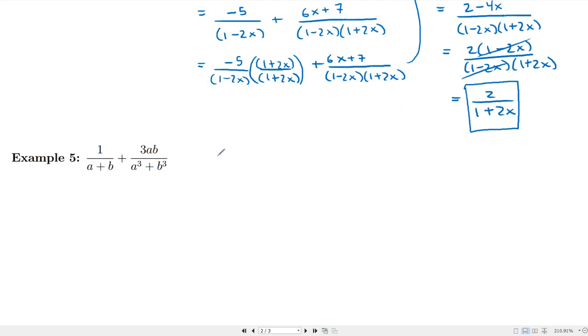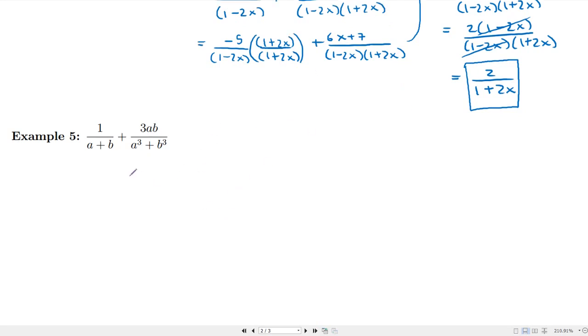All right, so for our next example, we have this sum here. 1 divided by a plus b plus 3ab over a cubed plus b cubed. So what are we going to have to do here? Again, find a common denominator. We have the sum of two cubes, and we have a nice formula for that, so the factorization will be pretty quick. We can't factor this, but what could we do?